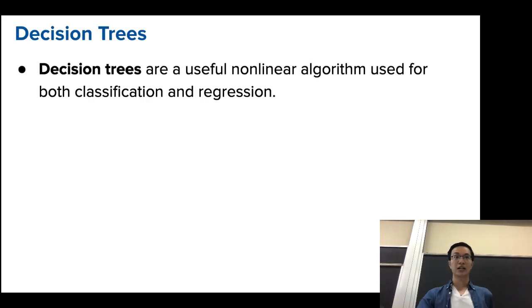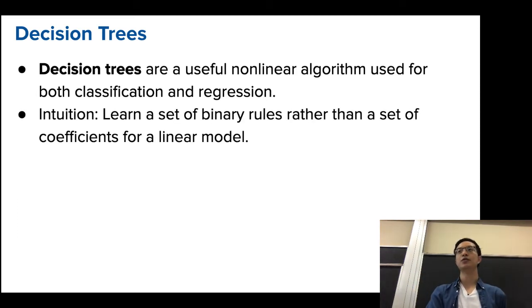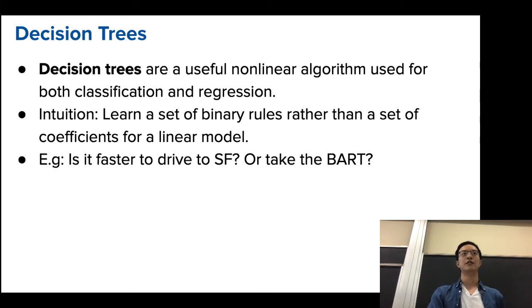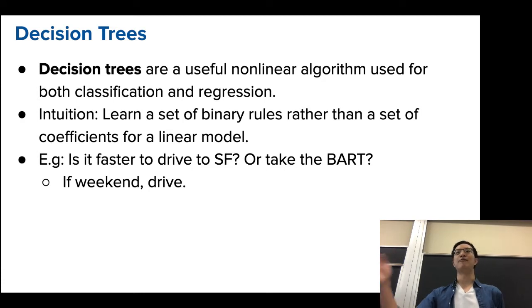Okay, so in a decision tree, what we do is we fit a set of binary rules rather than a set of coefficients for a linear model. So for example, if I fit a decision tree, I might ask the question, okay, should I drive to San Francisco today or take the BART if I want to save the most time? And the way I can do that is I can make a set of binary rules.